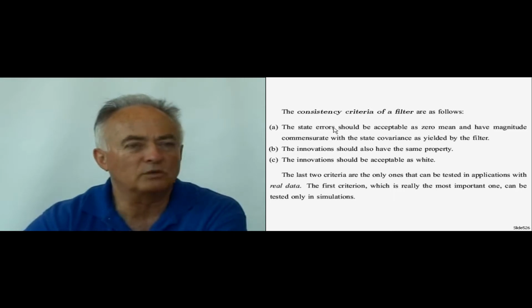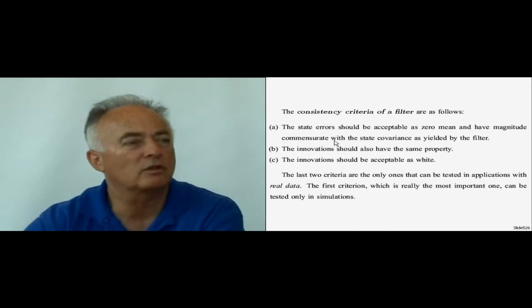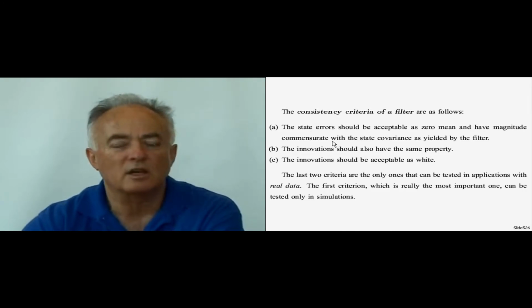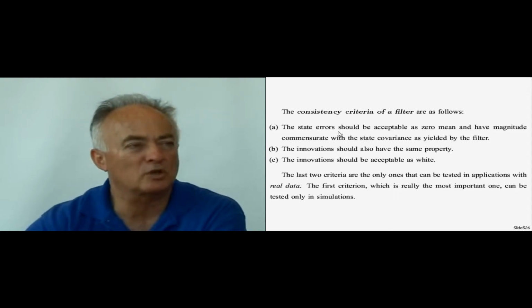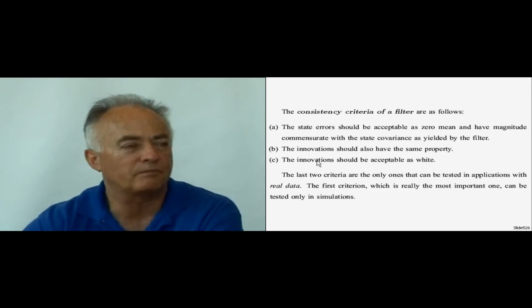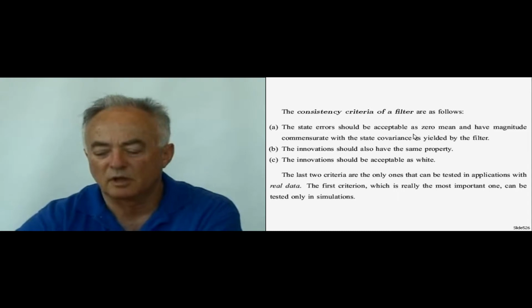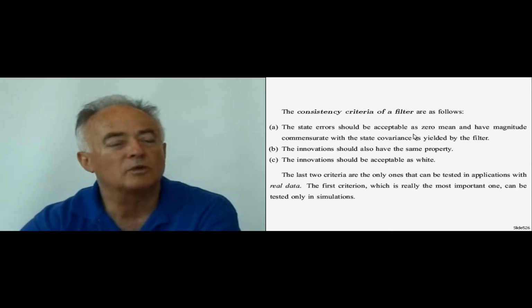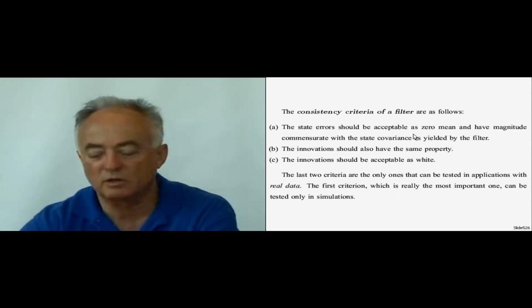You don't have ground truth, you don't know the true state, there's no way to do the first one. In some special cases, you can have something close enough to ground truth with special, very expensive instrumentation, but typically a real-time filter will have to rely in its tests on the innovations, because they are always available. Even though the most important is really the first criterion, that is, for obvious reasons, available only in simulations.